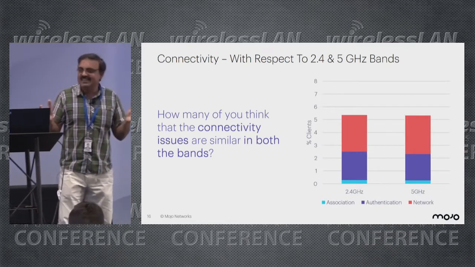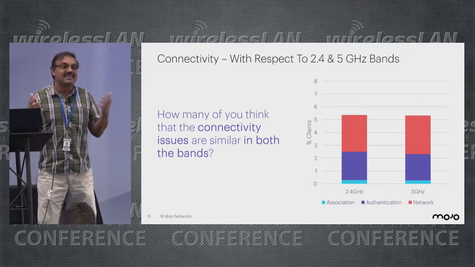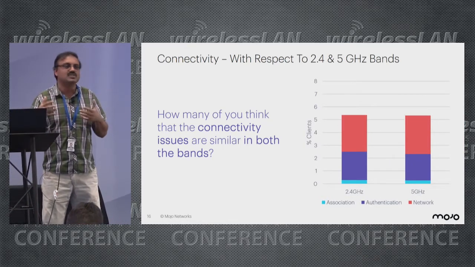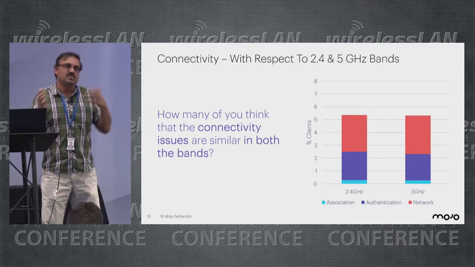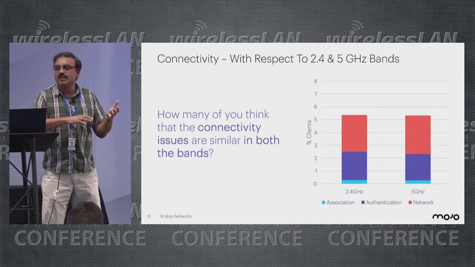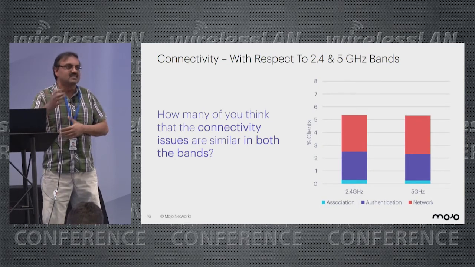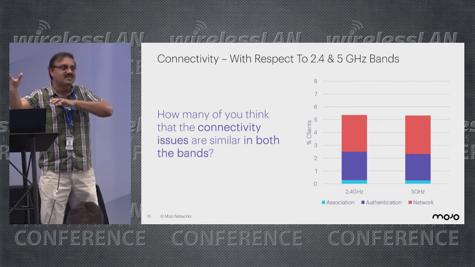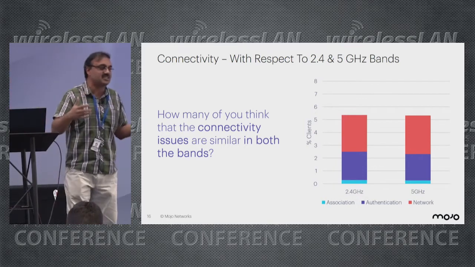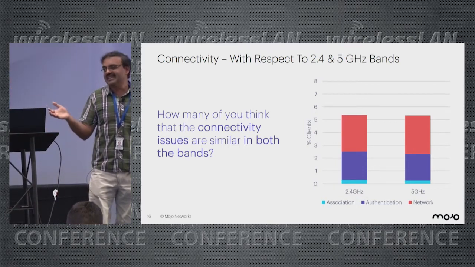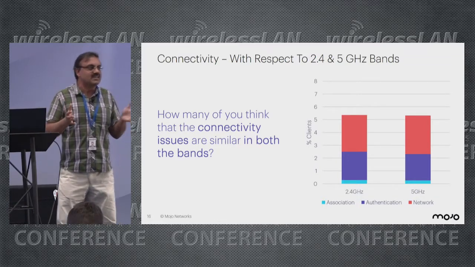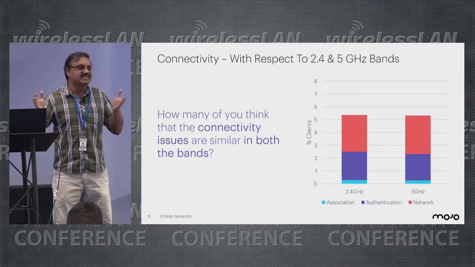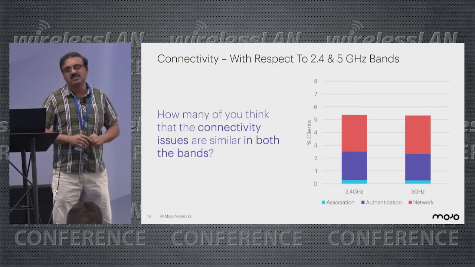If you look at the answer here, not many people at least raised their hands. When I ask this question to different people, I get different answers. Some people think, yes, maybe because 2.4 gigahertz is crowded, we may see more connectivity issues there. Some people think, no, 5 gigahertz is cleaner, so maybe there is a higher percentage of connectivity errors. But whatever the data is revealing is that the connectivity issues are independent of the band. We see that they are pretty much similar, and I think there is an explanation for that.